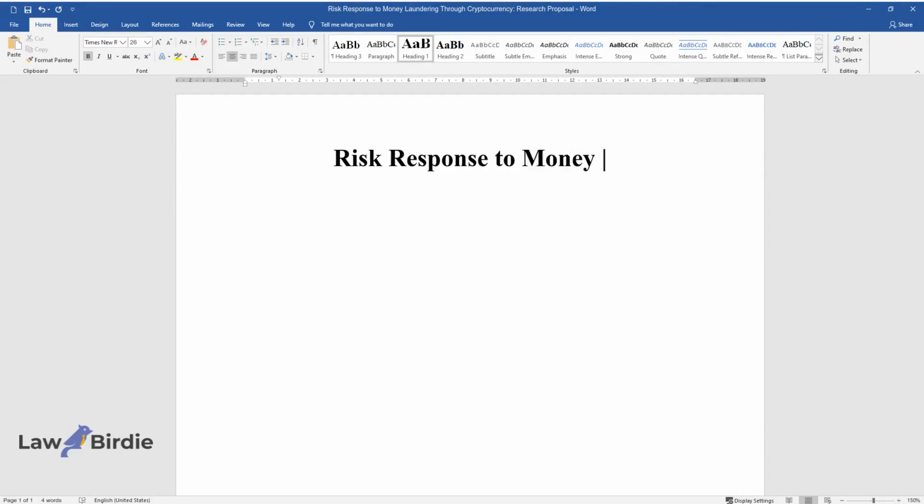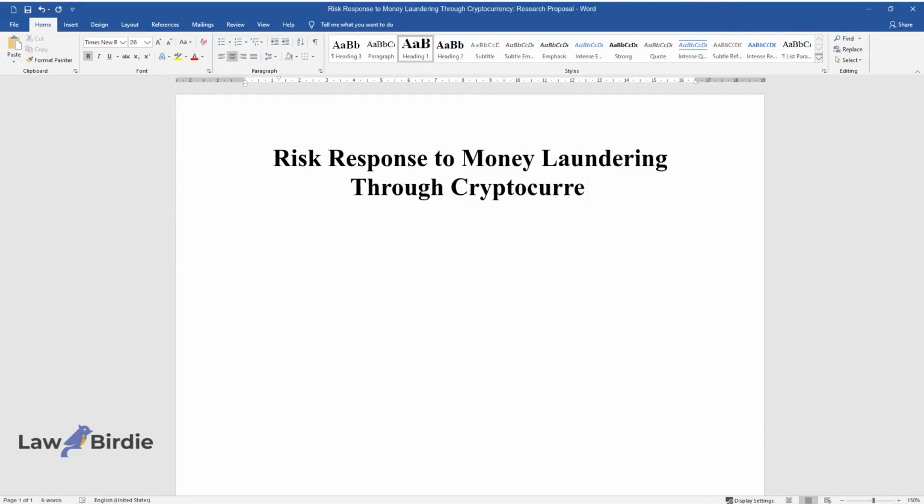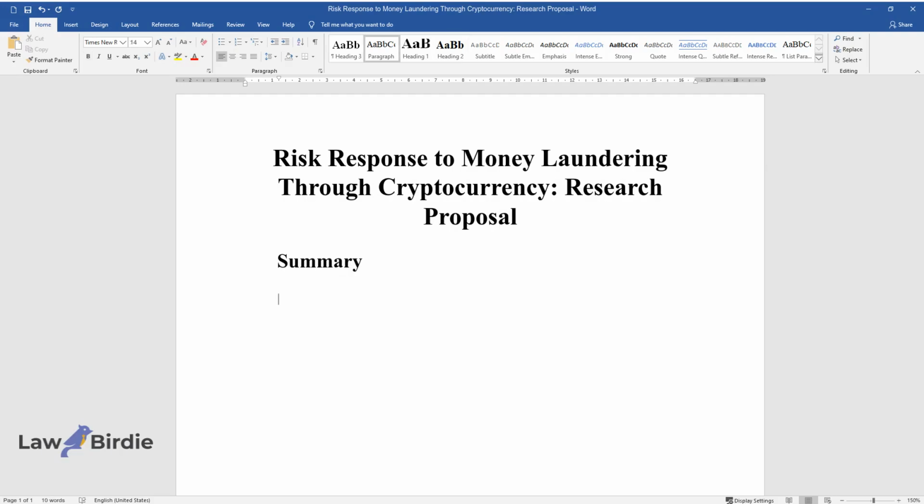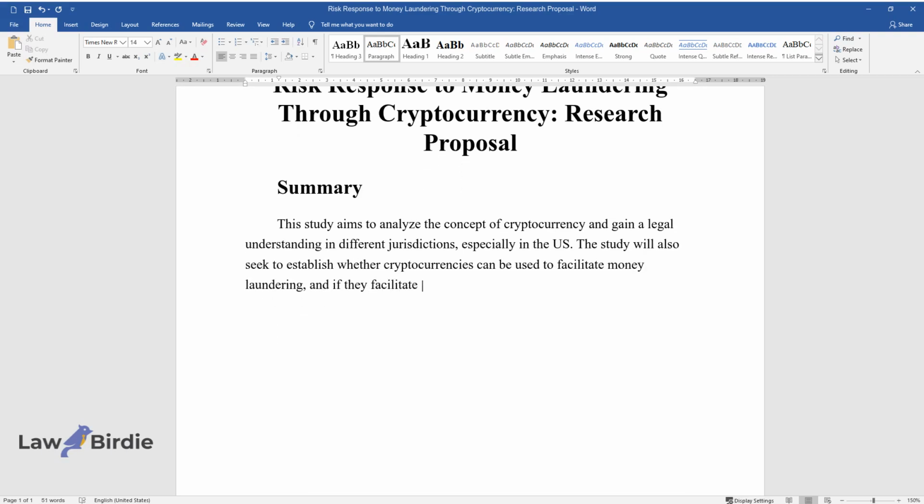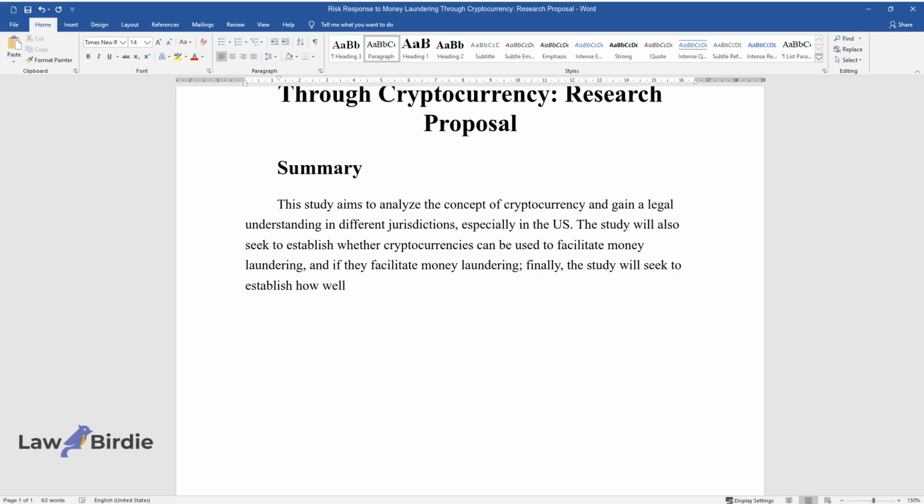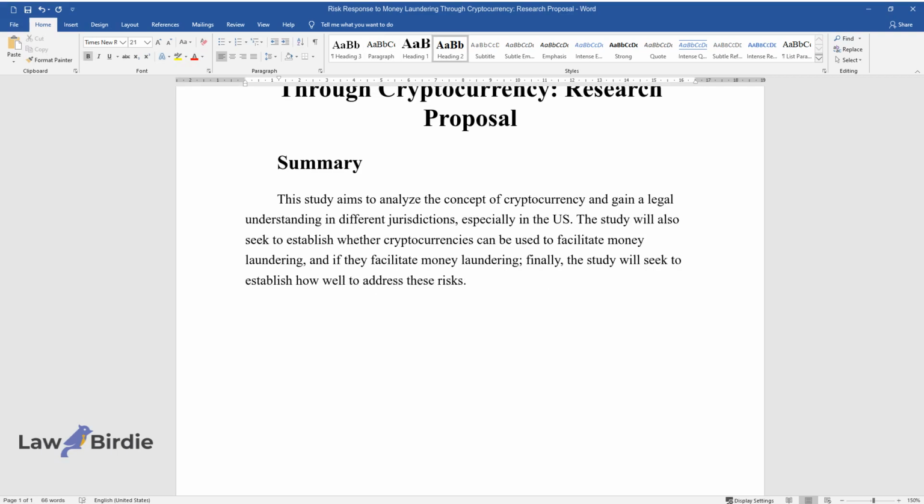Risk Response to Money Laundering Through Cryptocurrency, Research Proposal. Summary. This study aims to analyze the concept of cryptocurrency and gain a legal understanding in different jurisdictions, especially in the U.S. The study will also seek to establish whether cryptocurrencies can be used to facilitate money laundering, and if they facilitate money laundering. Finally, the study will seek to establish how well to address these risks.